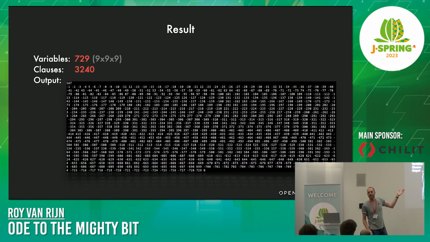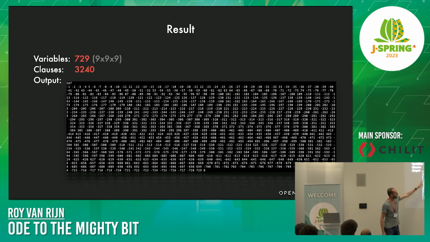In total, there are 729 variables, so 9 by 9 by 9, and there are 3,240 different lines, different clauses. And if we run this in the SAT solver, this is what you end up with. It finds a solution where all these 729 variables mean something. And actually, let's look at the first 9. So this is negative, negative, negative, negative, positive, negative, negative, negative, negative. So for the first cell, we see that only 5 is true.